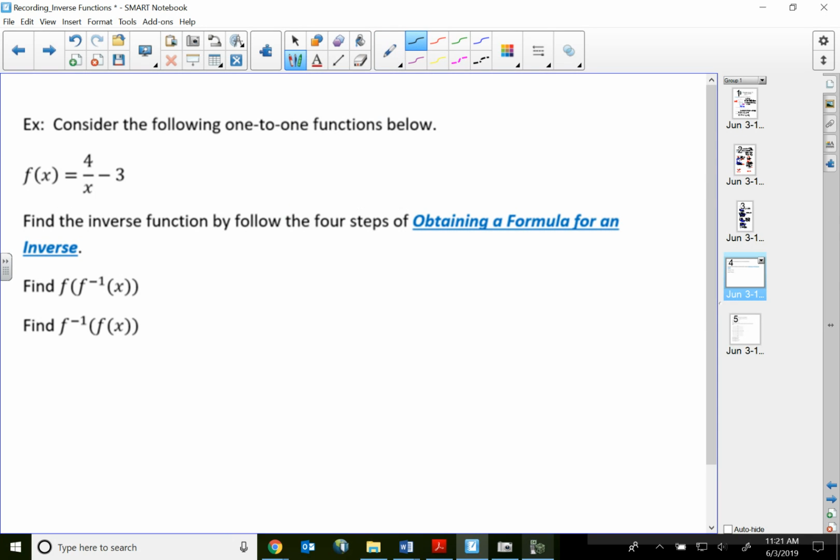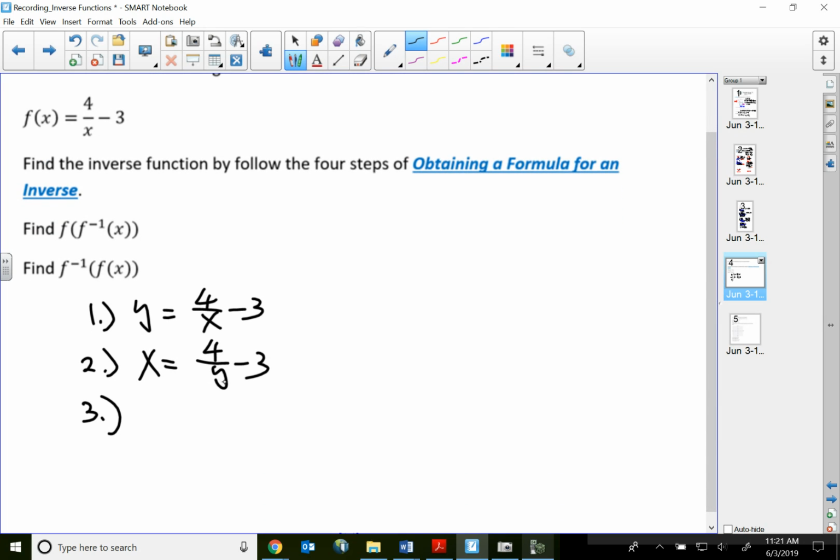So number 1, replace f of x with y equal. Step number 2, interchange between the x and y variable. Number 3, solve for y.